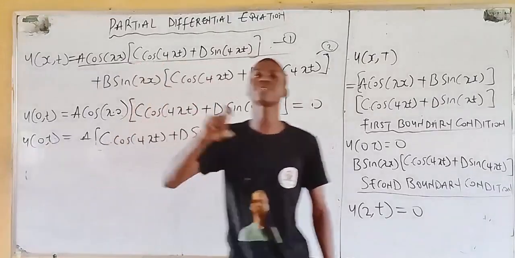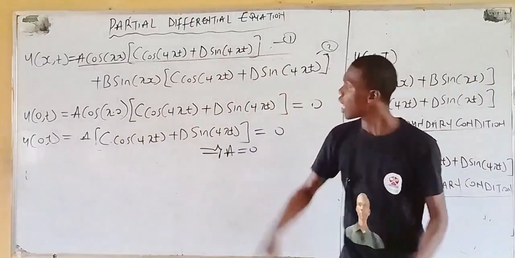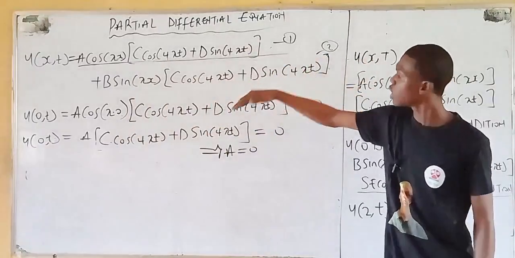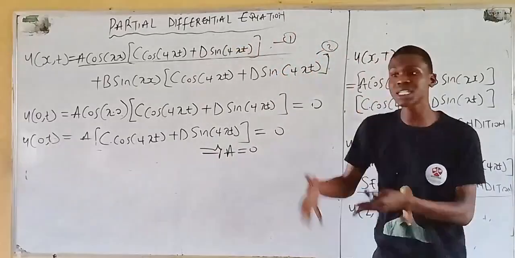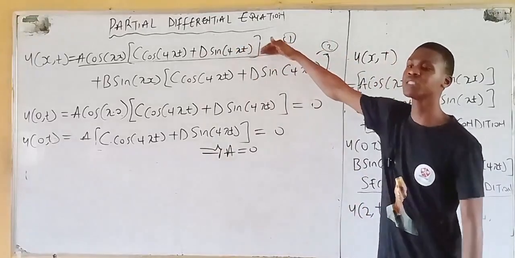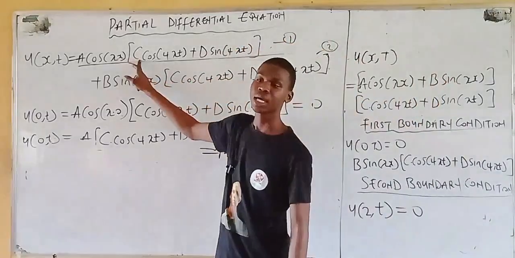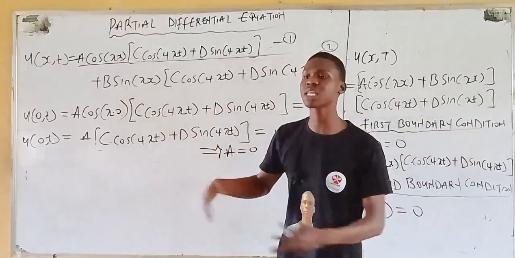Or better still, identify the one that has a with it. Are you getting me? From this first one and this second one, this one is having a. You want to calculate a, so you are going to make use of this one. Why are you using this one? Because this one has a. Let's say you are using the other one, you will not get a. You'll be getting another value.